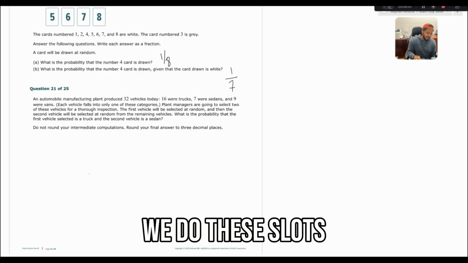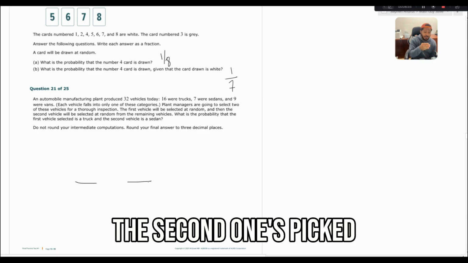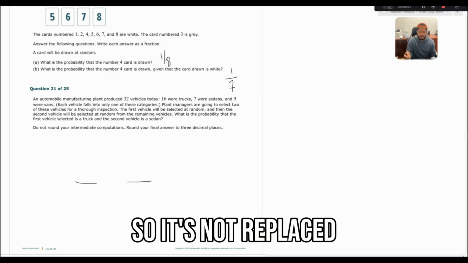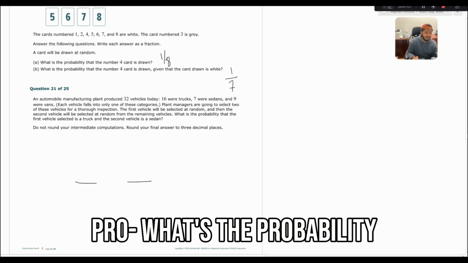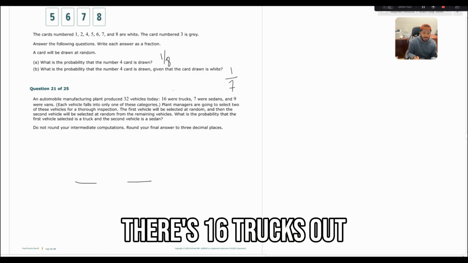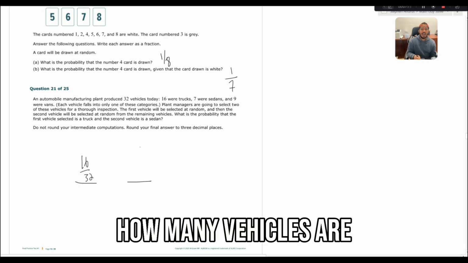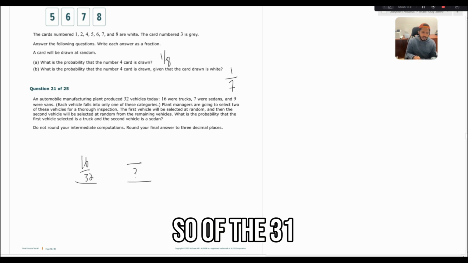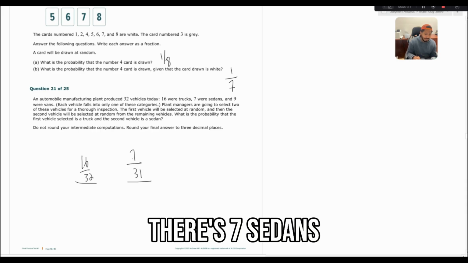So kind of when we do these slots that we have here, we're not replacing that vehicle because it says the second one is picked from the remaining. Right, so it's not replaced. And so let's just set up the probability. What's the probability that the first vehicle is a truck? There's 16 trucks out of the total 32 vehicles. And then we'd say, well, how many vehicles are left? There's 31 left. So of the 31 that are left, how many are sedans?